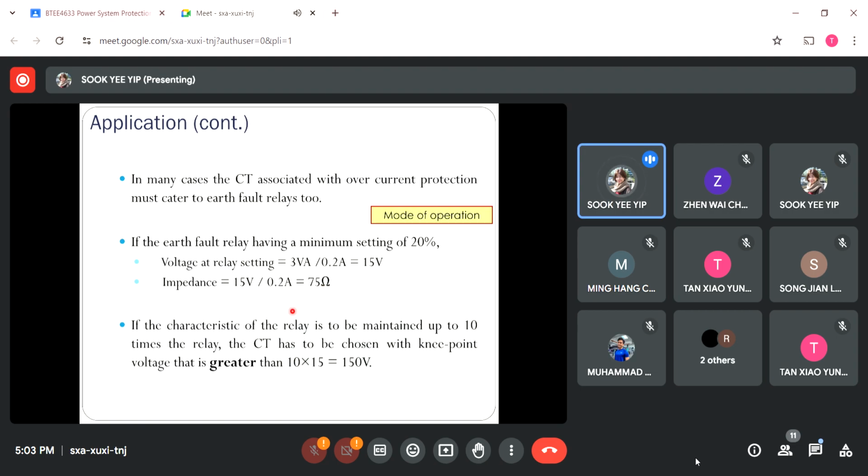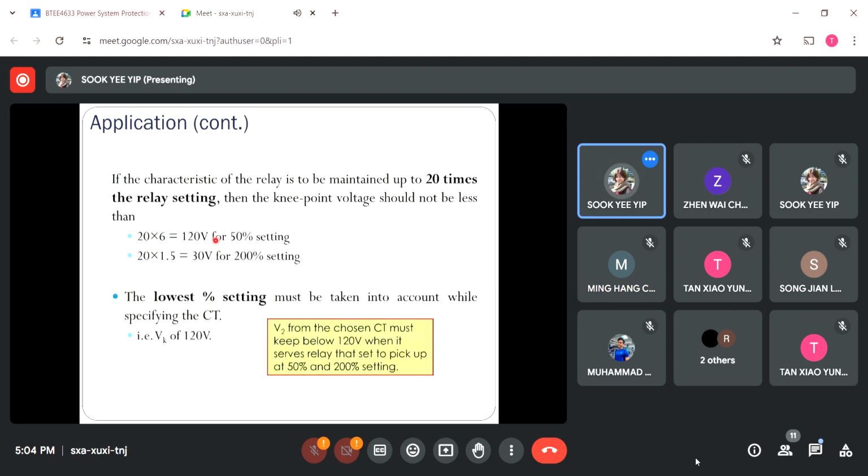So what if I want this earth fault relay to maintain its characteristic up to 10 times of the relay setting? Same, this 15 volts has to be multiplied by 10 times. So right now, how can I choose the knee point voltage of the current transformer, considering this current transformer has to cater for the earth fault relay to be picked up at 20%, as well as the overcurrent relay with this 50%? So you know that if I'm considering the overcurrent relay, the maximum voltage produced is with 50% at 120 volts.